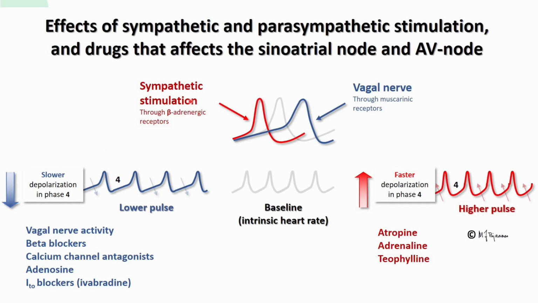Now, the sympathetic nervous system acts on the SA node to stimulate a faster pulse. So it's going to be higher with atropine or adrenaline or theophylline. And the opposite is true for the vagus nerve, or parasympathetic stimulation, which causes a slower SA node and AV node as well. An example is vagal stimulation, for example Valsalva, and that's how we abort supraventricular rhythms. Or we can use beta blockers, calcium channel blockers, adenosine, and these are second line after vagal maneuvers.